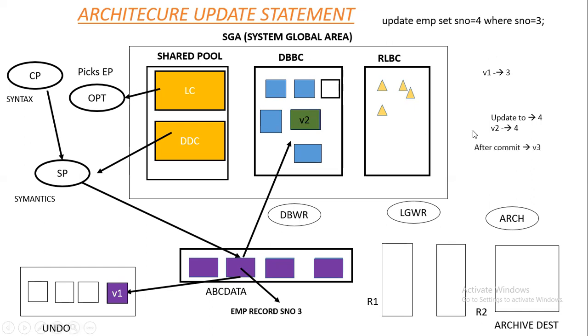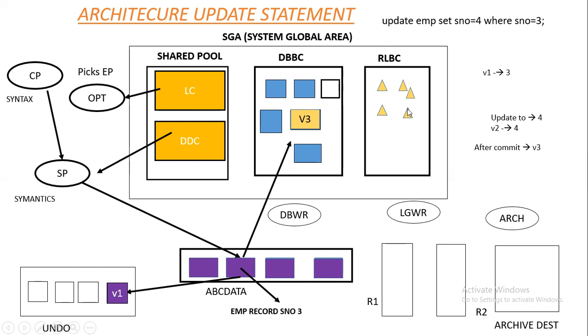After commit, what will happen? It will become V3. If we give rollback in that situation, this V2 is replaced with V1, meaning this 4 will become 3, from the undo tablespace. After commit, it becomes V3. Once it is V3, one more redo entry will be created.